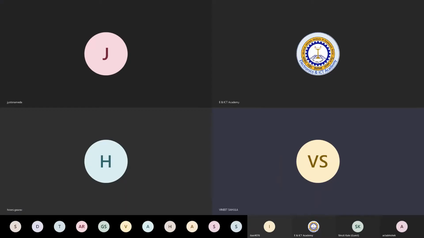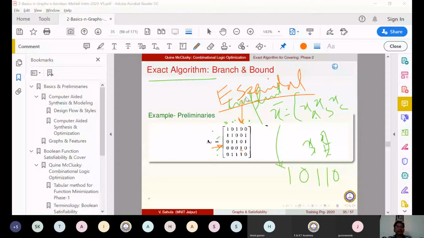So this, I start again. This matrix is given, and we have to find out the cover. So this is a cover matrix. The columns of which correspond to the implicants we would have generated earlier, and the rows are 5 minterms.